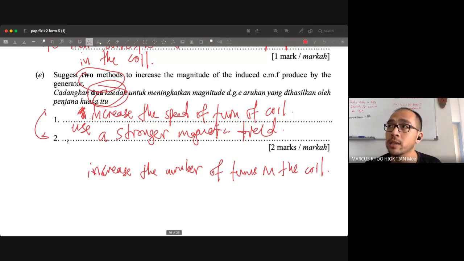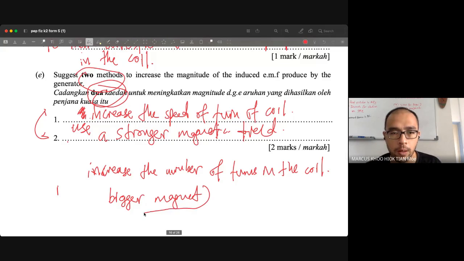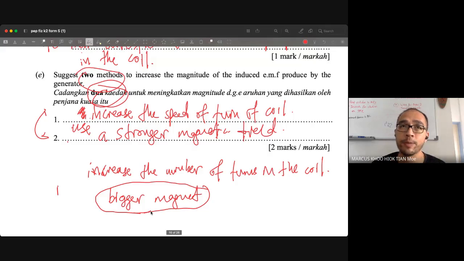I think there's another answer to this. Use a bigger magnet. Now, the problem with this answer is that a bigger magnet doesn't always mean that it has a stronger magnetic field. If you use a stronger magnet, I accept. But use a bigger magnet, you add to its size, doesn't necessarily mean that it is true. Somebody with a bigger brain doesn't necessarily mean that he's smarter, or somebody with a smaller brain doesn't necessarily mean that he's stupider. It doesn't work that way.